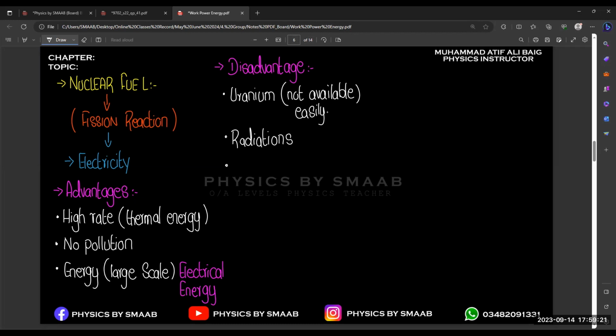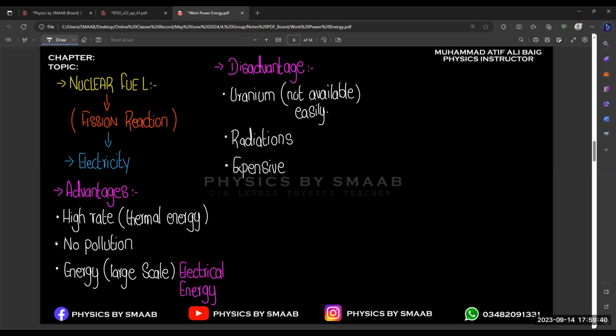And also it is very expensive, right? Setting up nuclear fuel is not a very easy task, since it is rare to find, so it is also very costly and expensive.